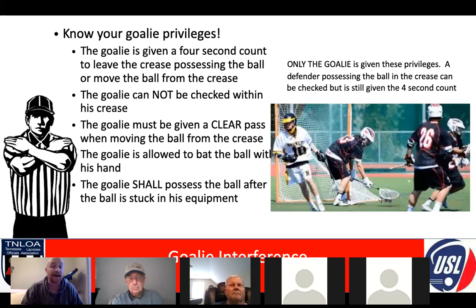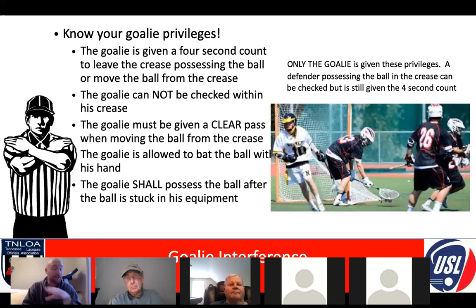The goalie is allowed to bat the ball with his hand. He is the only player on the field that is allowed to play the ball with his hand. He is not allowed to grab the ball, though. Not allowed. But he's allowed to swat the ball. He's allowed to bat the ball. He's allowed to stop the ball from going into the goal with his hand, but he cannot catch it. If he catches the ball or grabs the ball with his hand, that's illegal touching.